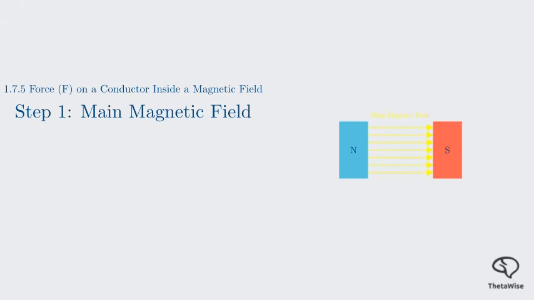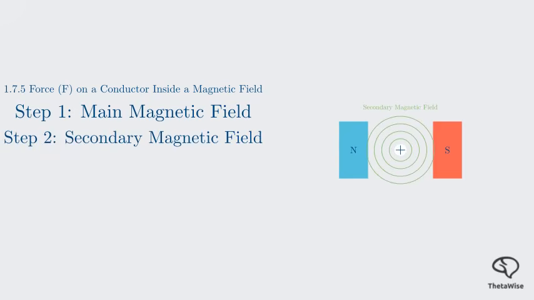We'll call this our main magnetic field. Next, let's introduce our current-carrying conductor. We place a conductor, shown here as a dot with a plus sign, which means the current is flowing away from us, into the page. According to the right-hand rule, this current creates a magnetic field around the conductor. In this case, with the current into the page, the field is clockwise. We'll call this the secondary magnetic field.